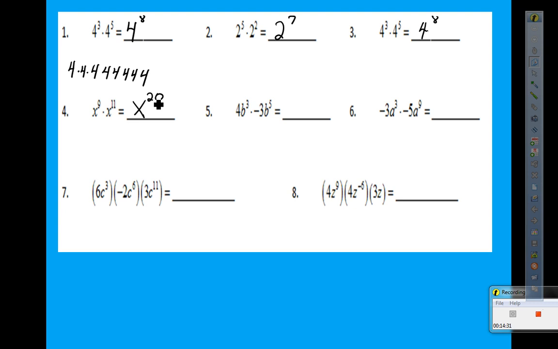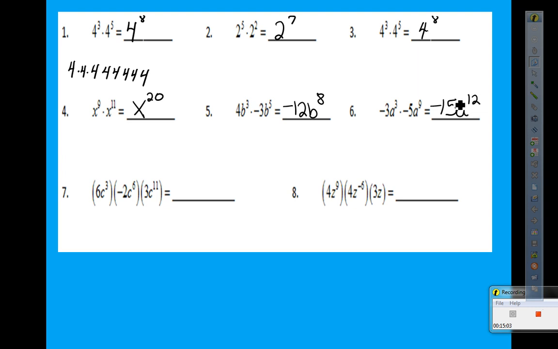Now guys, remember we're multiplying. So 4 times negative 3 is negative 12. B cubed times b to the 5th, add those exponents, and I'm going to get b to the 8th. Moving on to number 6. Negative 3 times negative 5 is negative 15. A to the, add your exponents, 12. That's all there is to it.